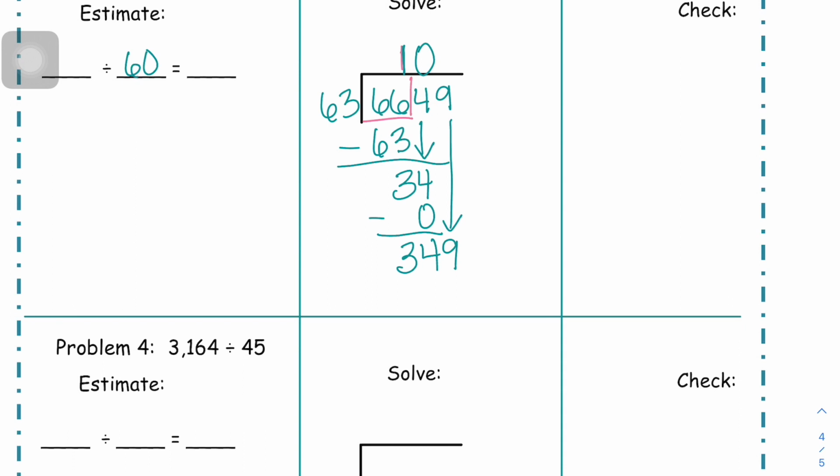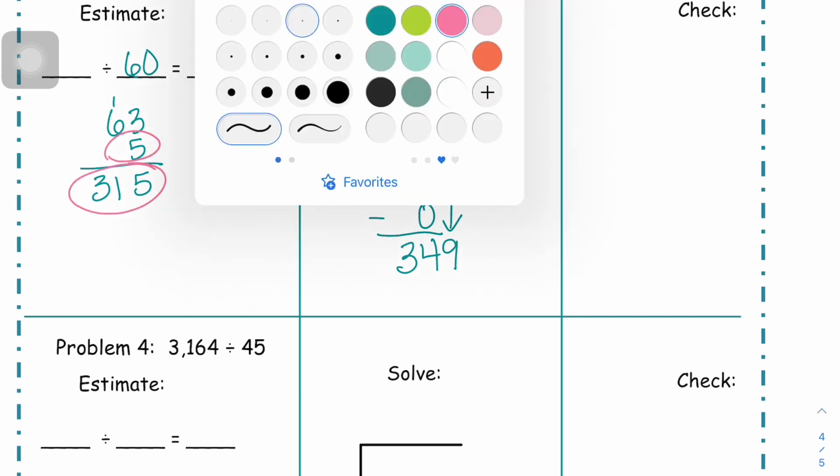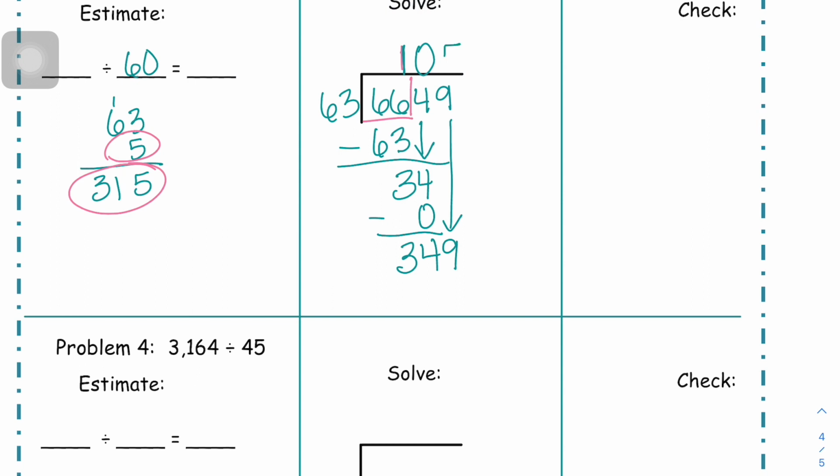Times 2? No, got to be bigger than that. 6 times 5 is 30, so should we try 5? Let's try 5. That looks good. So I have 2 numbers that go into my division problem. One goes on top, one goes below. So we've got a 5 and 315. And that gives me a remainder of 34.